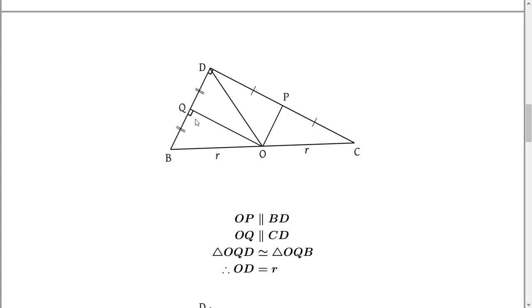Now look at these two triangles, OQB and OQD. Both of these are right angles because OQ is parallel to DC. BQ is equal to DQ and OQ is common to both these triangles. And therefore OQB and OQD must be congruent. Right? Both of these are right angle triangles and they have the same two sides. In that case, OD equals R. Right?